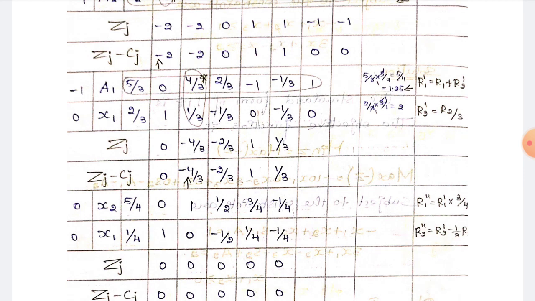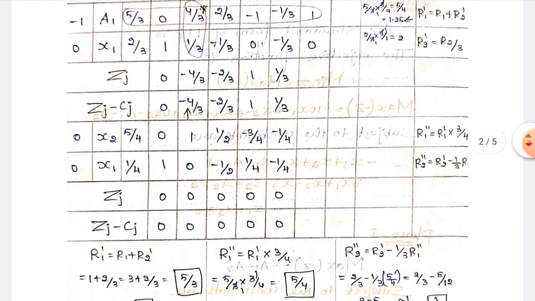So R2 double dash will be calculated by R2 dash and the modified row R1 double dash. Here the coefficient will be 1 by 3, so minus 1 by 3 is the coefficient for R1 double dash. So R2 double dash is equal to R2 dash minus 1 by 3 times R1 double dash. So the values are 1 by 4, 1, 0, minus 1 by 2, 1 by 4, minus 1 by 4.